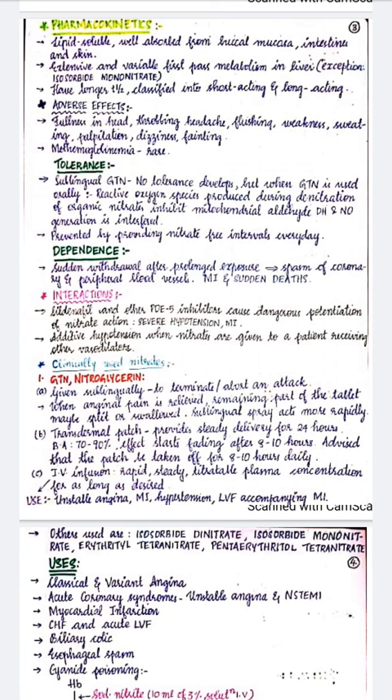This does not cause arteriolar dilatation. Hence, this can result in tolerance. But it can be prevented by providing a nitrate-free interval every day. Dependence: sudden withdrawal of the drug after prolonged exposure can result in coronary and peripheral blood vessel spasm. This can cause MI and sudden deaths.